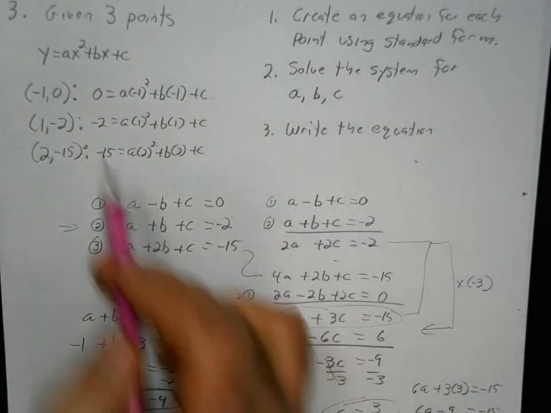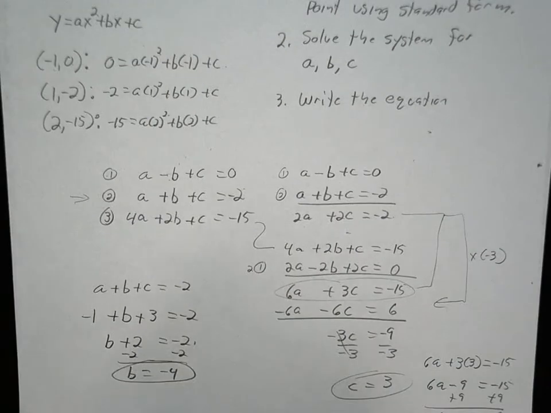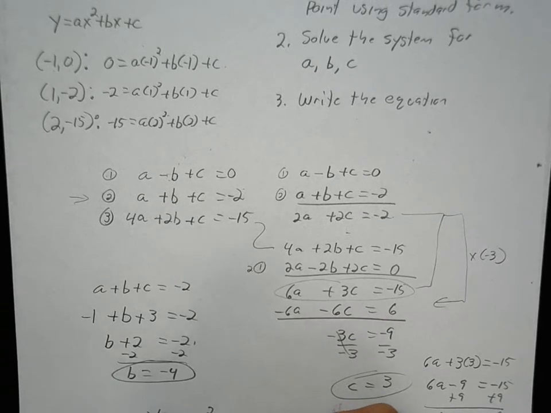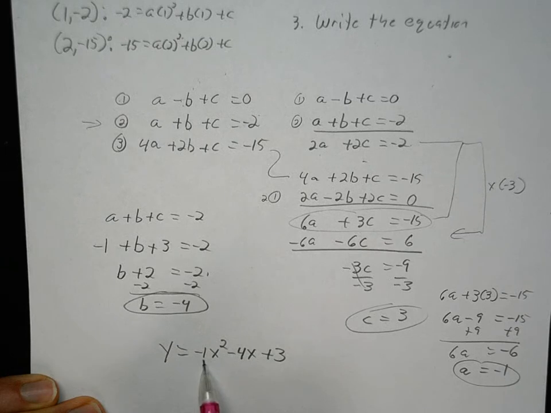Okay, so I've got my equation. Now I work my way back and substitute that into standard form here, and I'll have my equation. y equals a is negative 1, x squared minus 4x plus 3. That would be my equation because that's my a, that's my b, and that's my c. So I've got an equation.